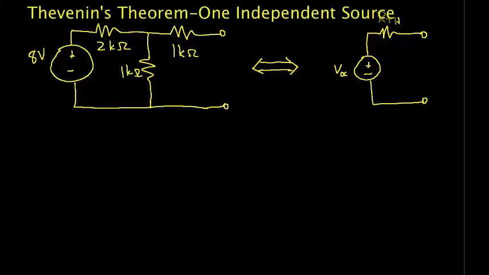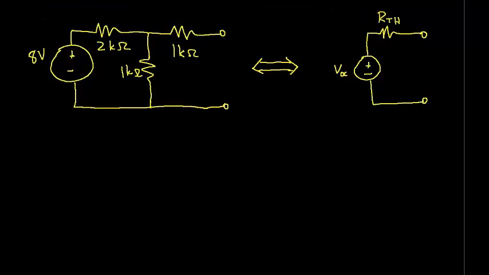Welcome to this video. In this video we will find the Thevenin equivalent circuit of a simple circuit with one independent source. So the circuit that we will find the Thevenin equivalent of is on the left. You can see there's one independent source, and on the right I've shown the structure of the Thevenin equivalent circuit.